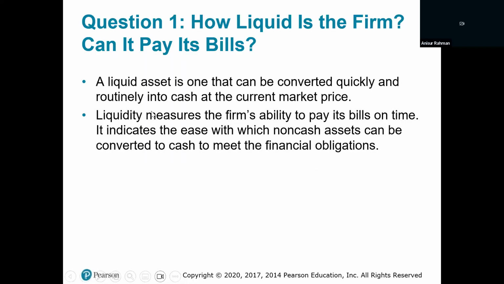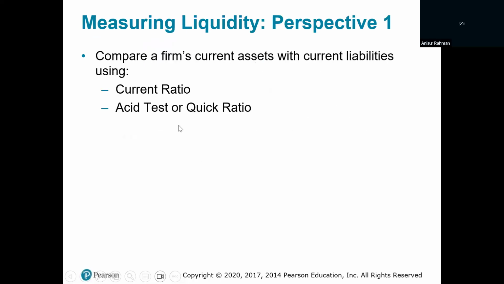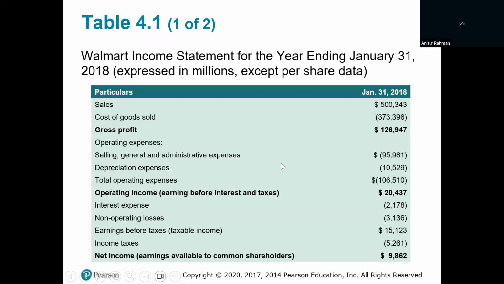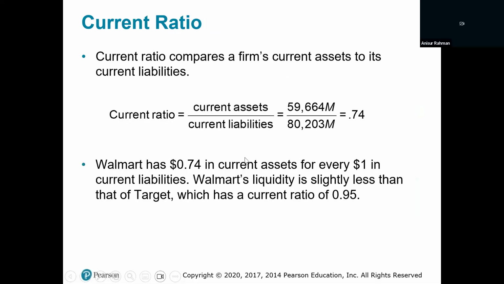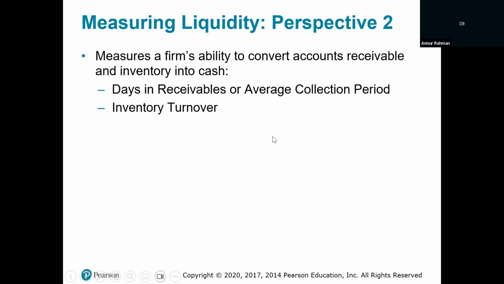So for example, what is a liquid asset? What does liquidity measure? What are the two ratios that measure liquidity? These are the two: current ratio, and acid test or quick ratio. This is how you calculate current ratio and acid test ratio.